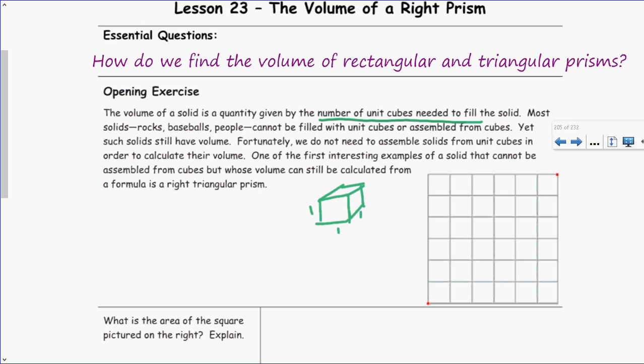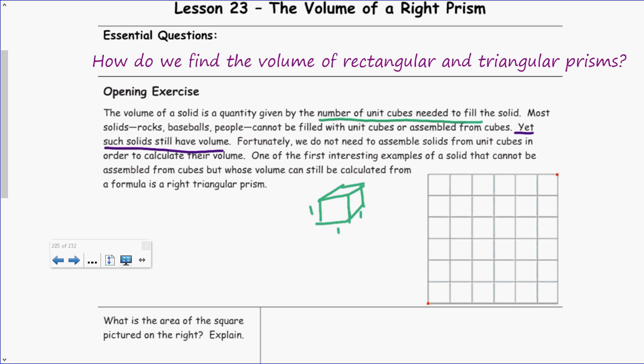Okay, most solids cannot be filled with unit cubes or assembled from cubes, yet they still have volume. So we're not actually making them from cubes, but they can still be filled up. Sometimes there's partials, but again, it's not all perfect cubes. They still are given in those measurement cubic units. Okay, the good thing is we don't actually have to make these solids in order to calculate their volume.